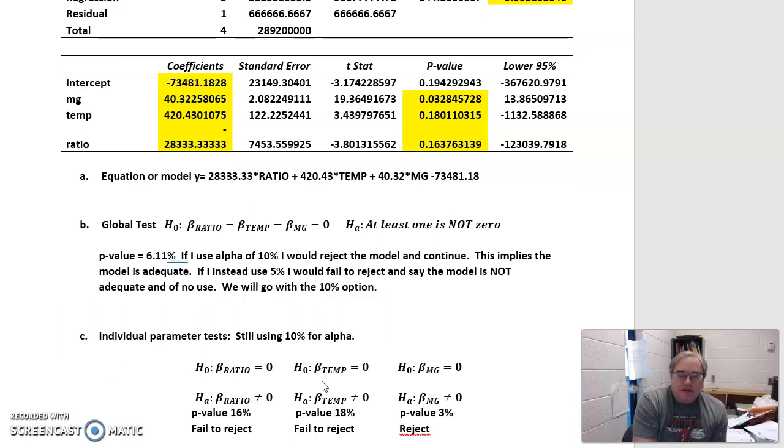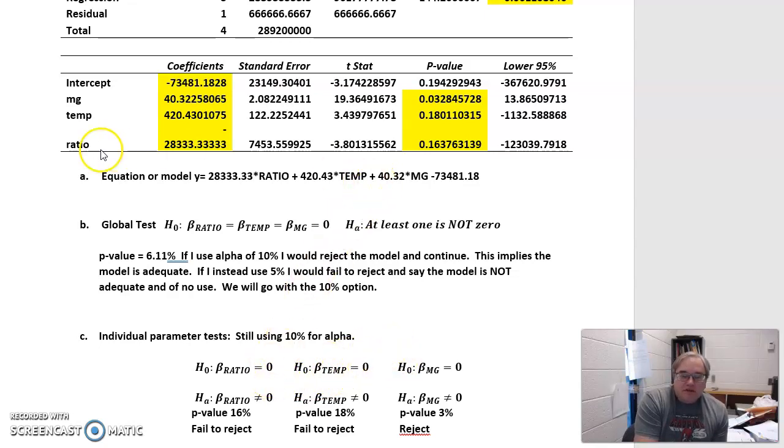Individual parameter tests. If I find the model's adequate, I would go on and do this test. This test is looking at individual parameters. So I'm testing, is it 0 or is it not 0? We want to reject. If I reject, we're saying it's not 0 and it's important to the model. If I fail to reject, like I will on 2 of these, that'll tell me they're not important to the model, and I may as well just use one variable to do my prediction.